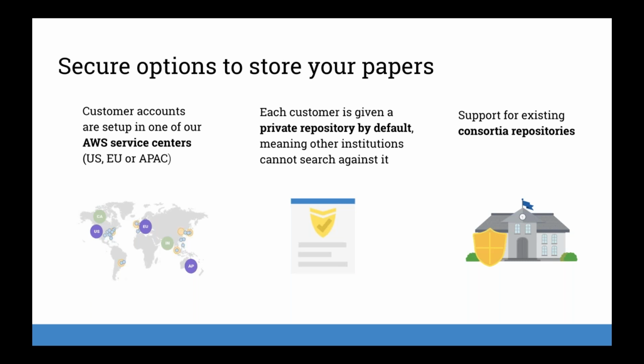You have a private repository, which means that institutions cannot search against it. But if you want to get into a consortia with 3, 4, 5 accounts in order to share this information with them and allow institutions to work together and check internally, you can do that really seamlessly.